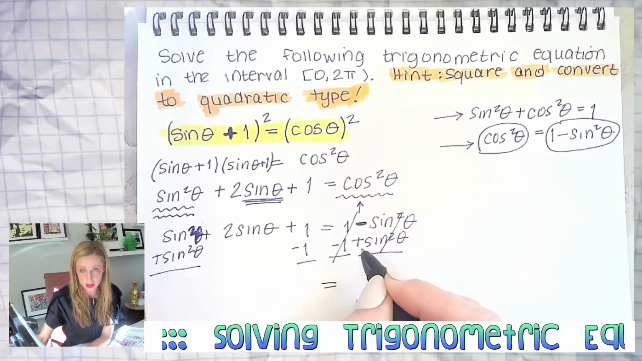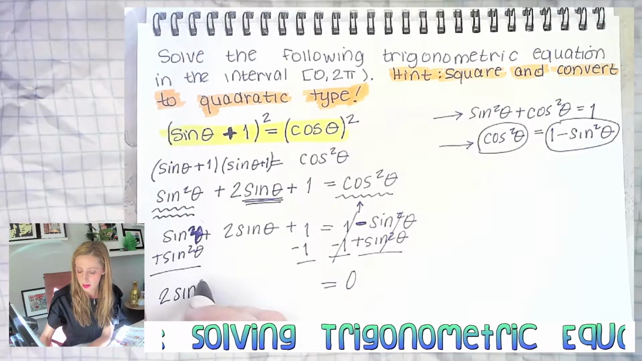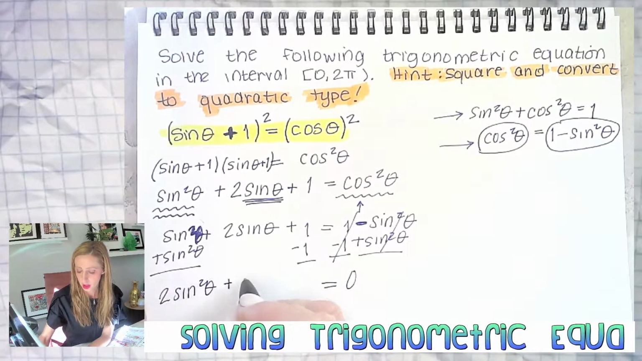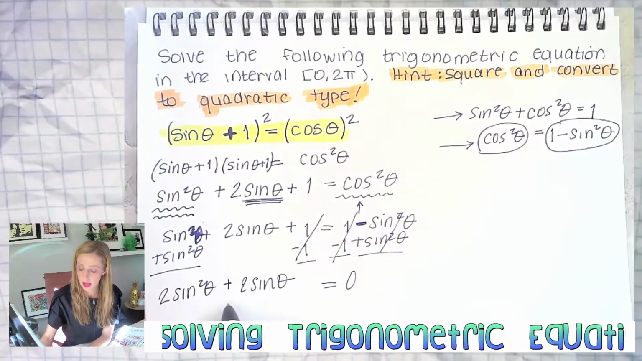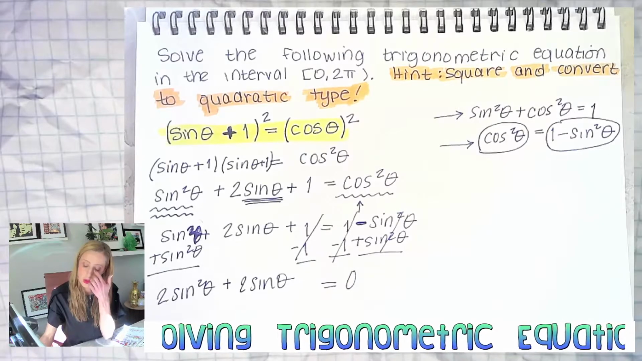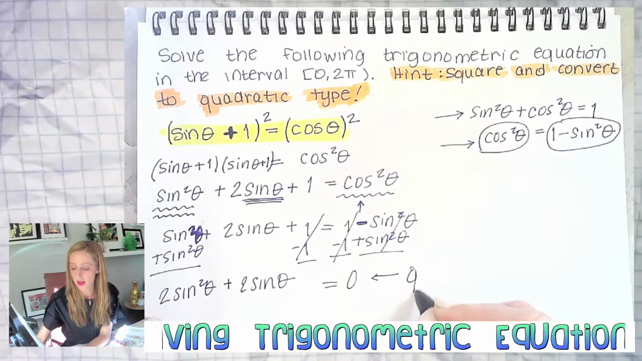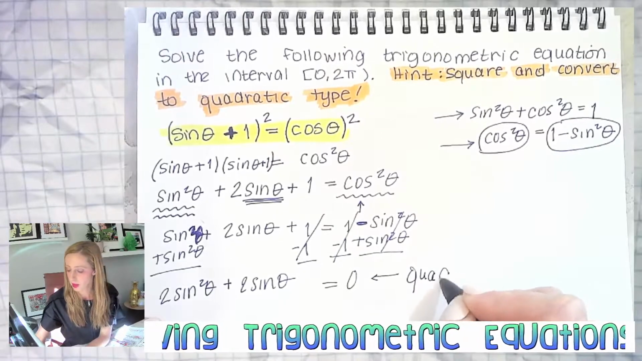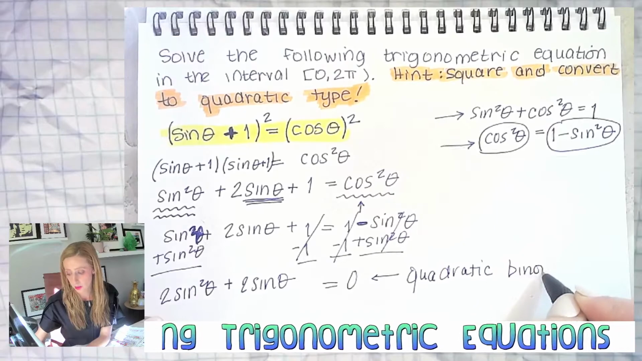Those cancel. Cancel gives us 0. These, I get 2 sine squared theta plus 2 sine theta. These actually cancel out, and that's all I get. So I don't have a quadratic trinomial this time. This time I have a trig quadratic, but it is more of the style of a quadratic binomial.